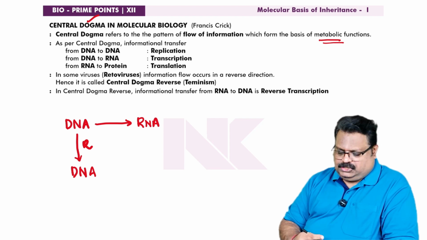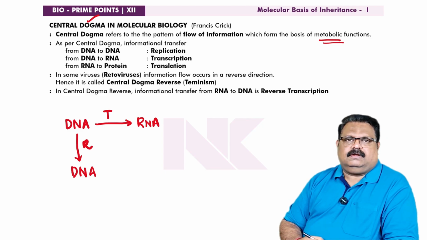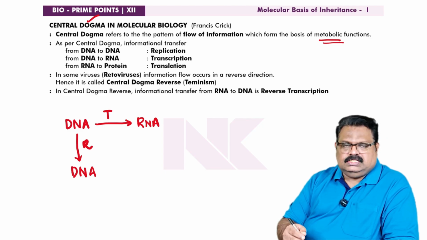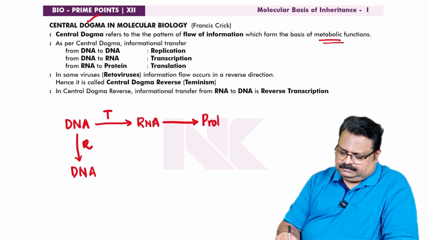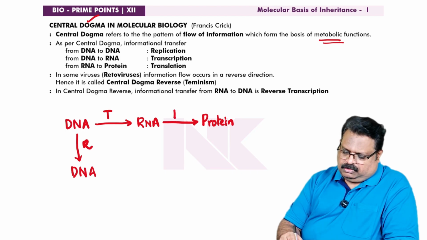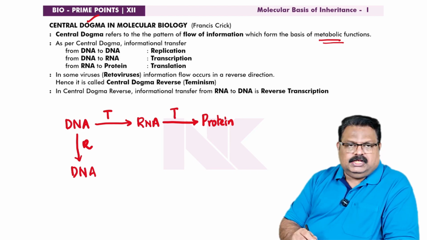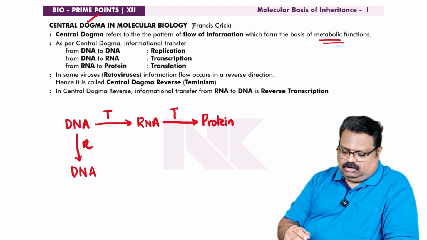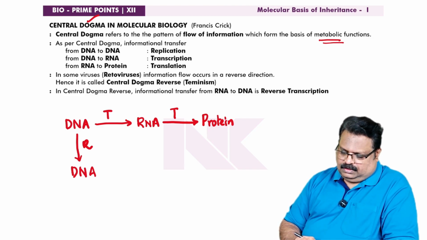So that kind of information transfer is called transcription. Then the RNA, which is receiving information from DNA, will pass on its information for the synthesis of a protein by another process. That process is called translation. So information transfer from DNA to RNA is called transcription. RNA to protein is called translation.